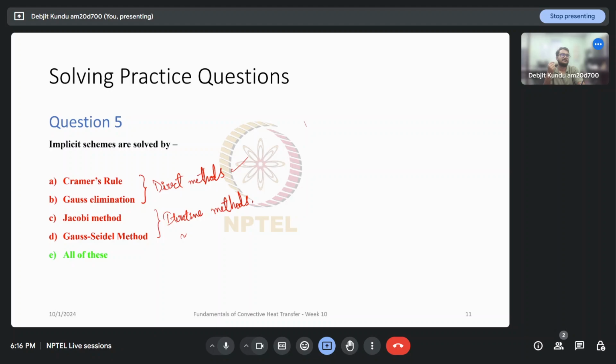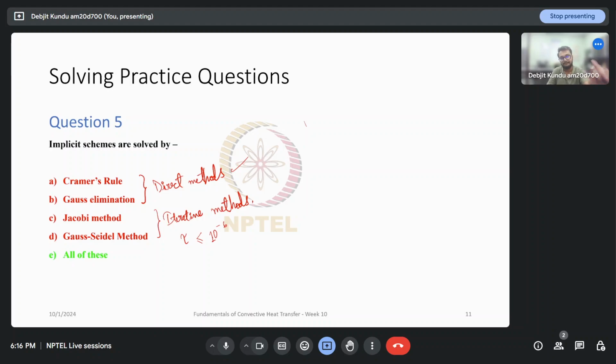So let's say that tolerance, if I call it tau, it has to be less than or equal to, let's say, 10 power minus 6. This is the tolerance of error that I set, and I'll keep iterating until and unless I meet this condition.